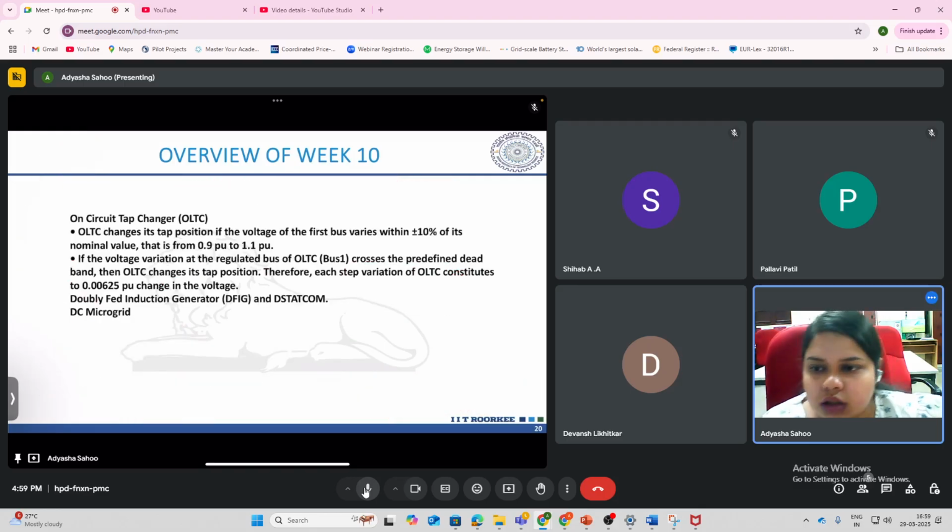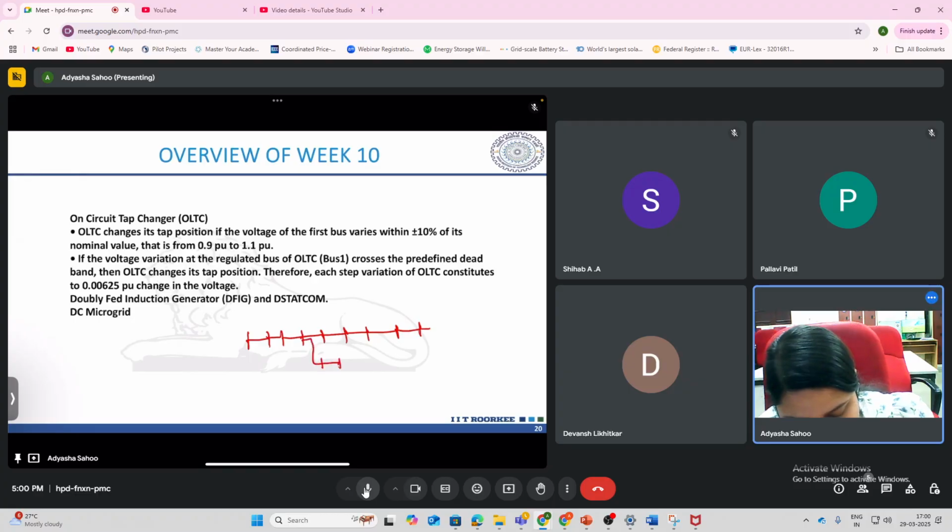So, yes, this OLTC transformer is usually situated at the head of the distribution grid, or at the substation. So basically, you have a distribution grid like this, radially connected. So usually the OLTC transformer will be at the head of the feeder.